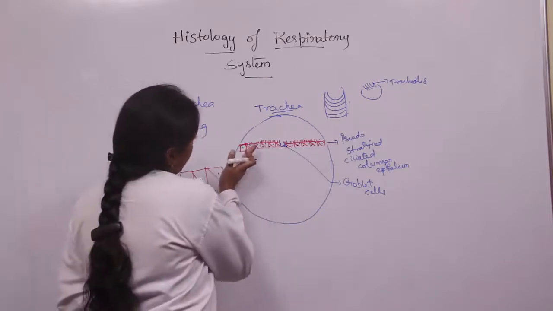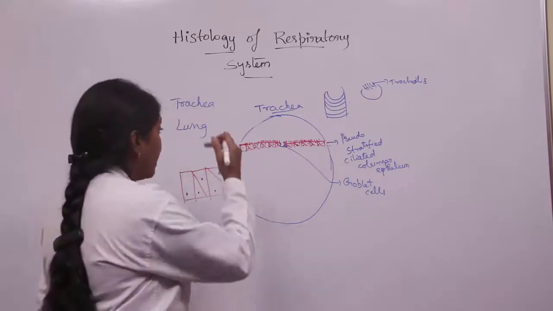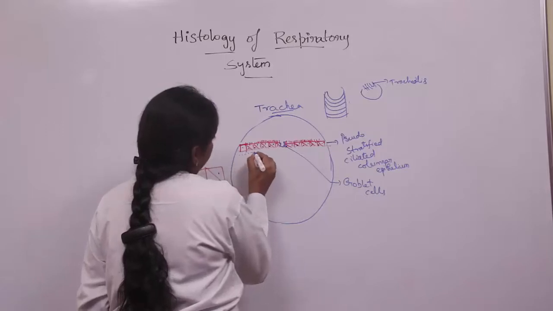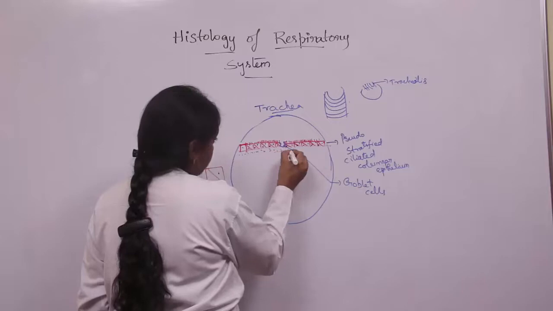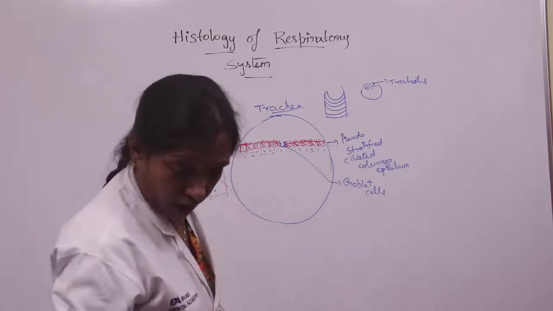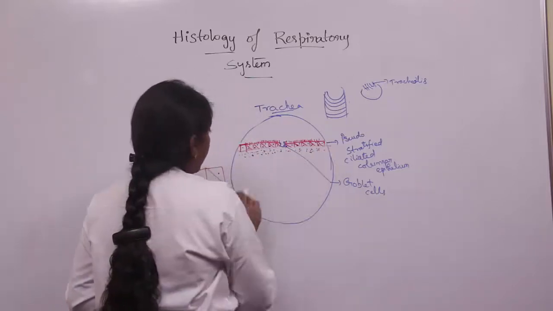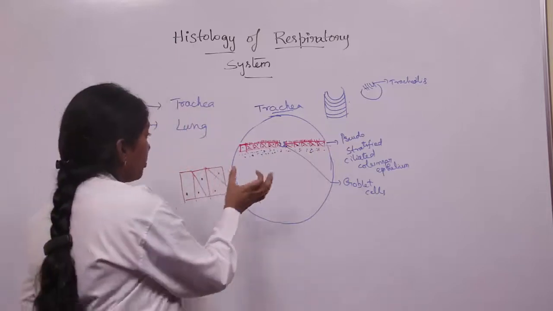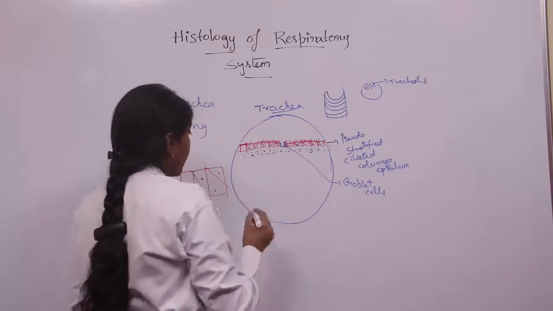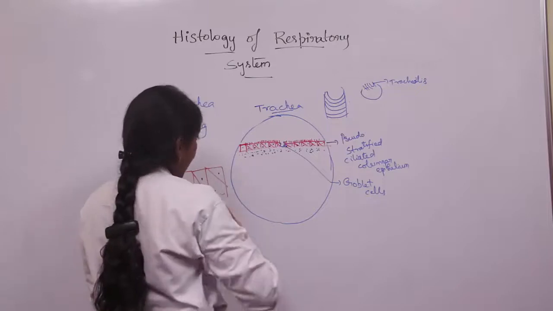Okay, so this is the epithelium of the trachea, which is nothing but pseudostratified ciliated columnar epithelium, and beneath the epithelium we have subepithelial connective tissue, which consists of some lymphocytes, fibroblast cells, and in the lamina propria, beneath the subepithelial connective tissue, we will be able to see a number of serous acini.